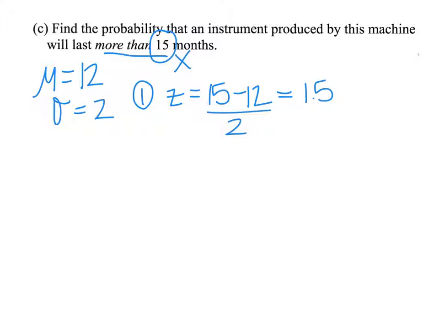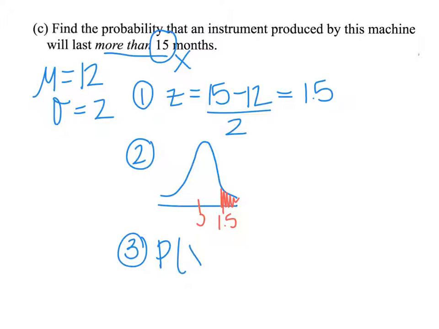I'm going to draw my curve. Since it's more than 15 months, I'm shading to the right this time. So this is 0, 1.5 is somewhere over here. So this is a little area that I need to find. And so now I do my probability. The probability of x being more than 15 months. And I'm right at my calculator command.